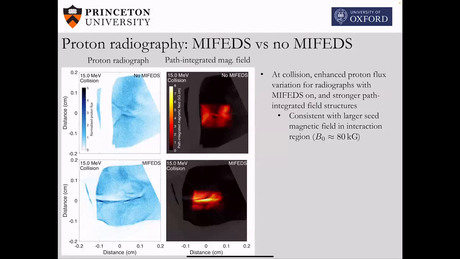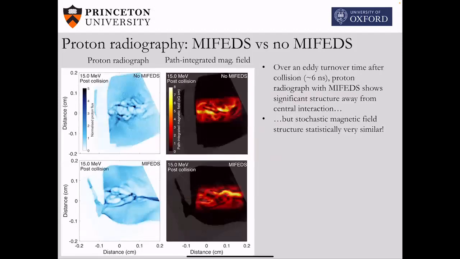So now making the comparison, with no MIFEDs in the top row and MIFEDs in the bottom row, first starting off with the images at collision, we see that the MIFEDs images have very enhanced variation compared to the no MIFEDs case. And this is consistent with there being a much larger seed magnetic field in the interaction region, with, it turns out, a comparable value to what should be there in the case when there's no plasma at all.